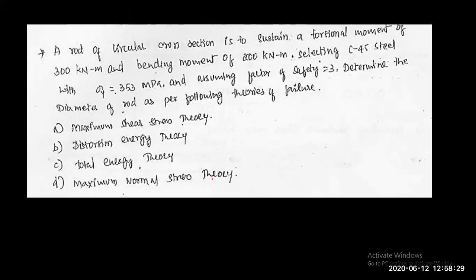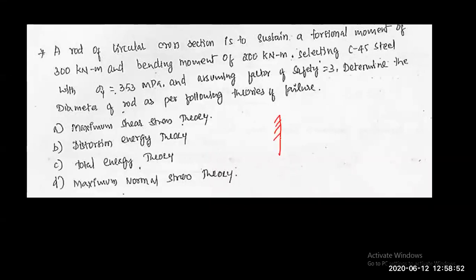The theories of failure. So let's start off with the numerical now. First problem: a rod of circular cross section is to sustain a torsional moment of 300 kilonewton meter. Okay, so let's visualize this.